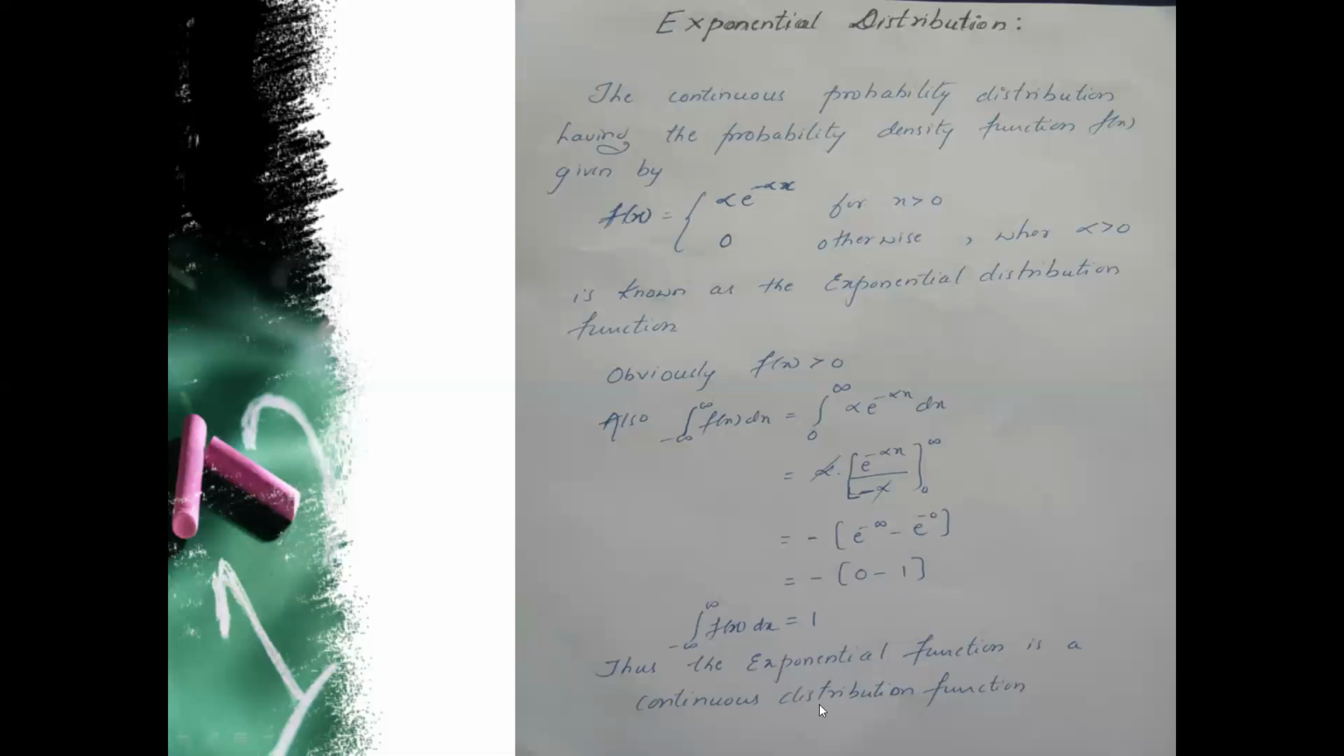Hence we can say that this distribution function satisfies both the conditions, that is f of x, each probability, is greater than or equal to 0, and the sum of all the probabilities is equal to 1. Hence the exponential function can be treated as a continuous probability function.